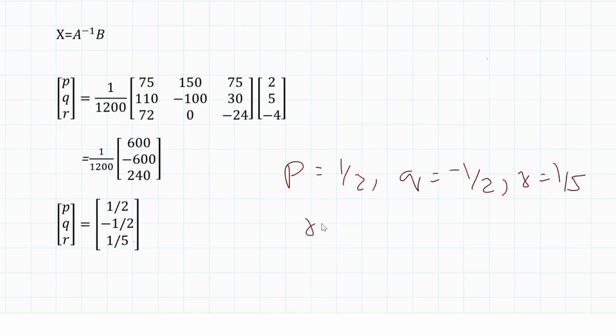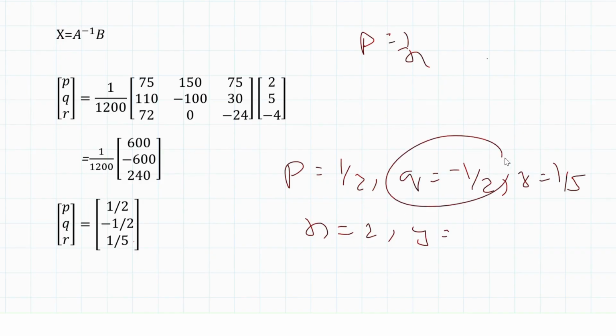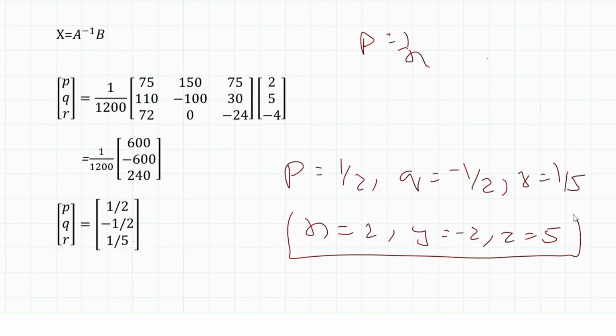So now we can get the value of X. We have taken P as 1 over X. So therefore X will be the reciprocal of P, that is 2. Similarly, Y will be the reciprocal of Q, that is negative 2. And Z is the reciprocal of R, that is 5. So we'll declare this to be the answer for this system of equations.